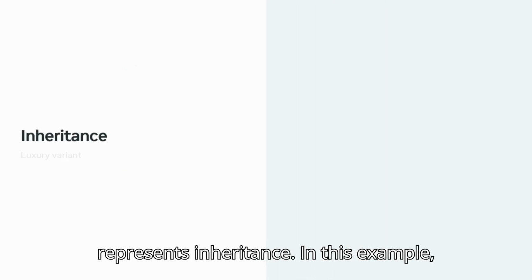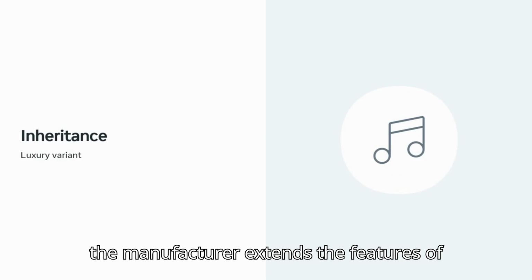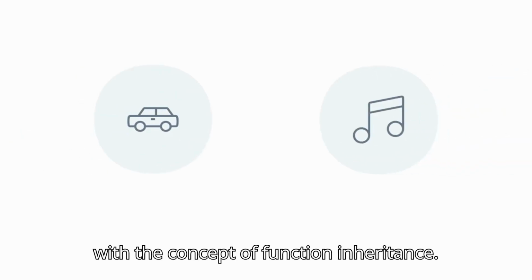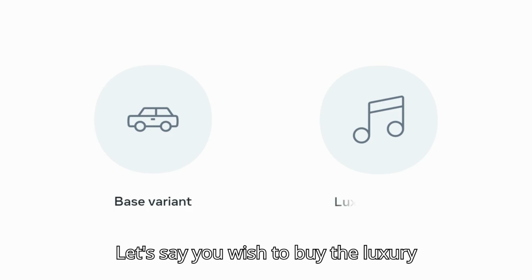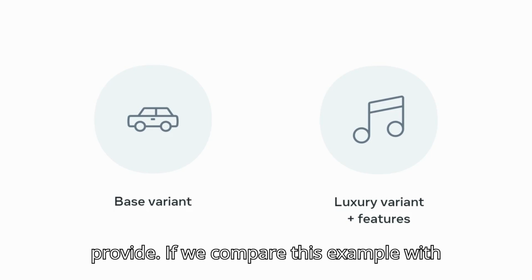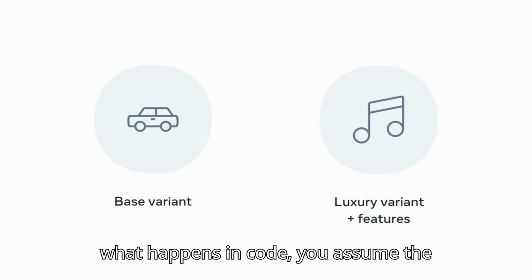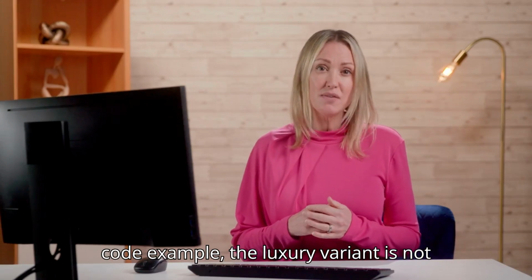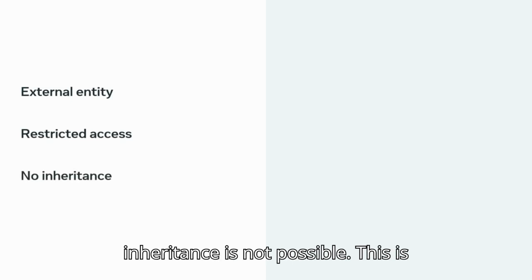The luxury variant represents inheritance. In this example, the manufacturer extends the features of the base variant to build the luxury variant. However, there is a common issue with the concept of function inheritance. Let's say you wish to buy the luxury variant, but also add some additional features that the auto company does not provide. If we compare this example with what happens in code, you assume the luxury variant to be a class. In this code example, the luxury variant is not possible, as the car company is an external entity and would not allow you to directly modify the car during its manufacturing and assembling process. So inheritance is not possible.